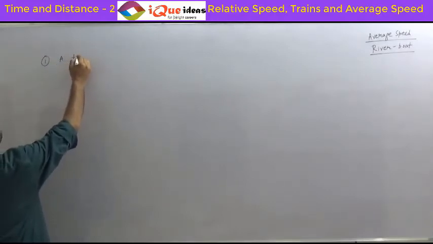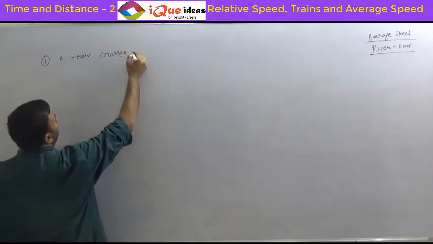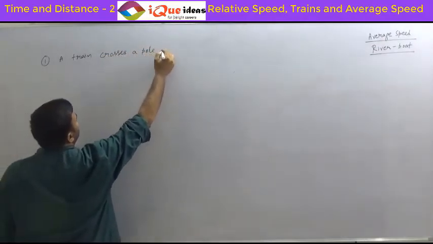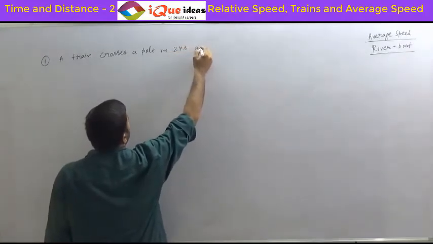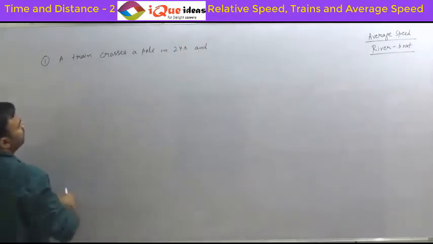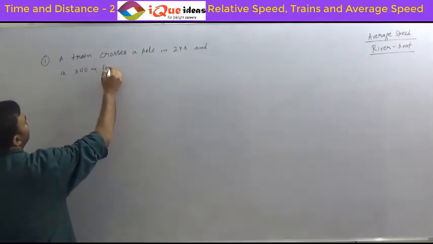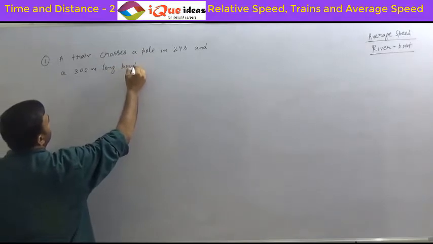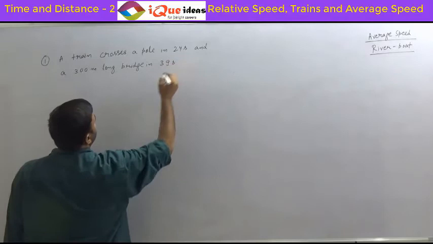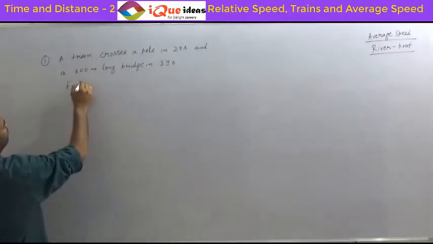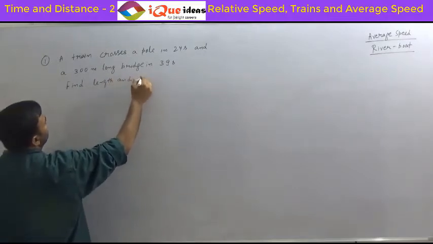A train crosses a pole in 24 seconds and a 300-meter long bridge in 39 seconds. Find length and speed of train.